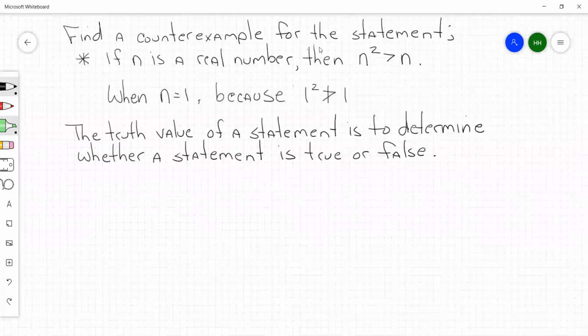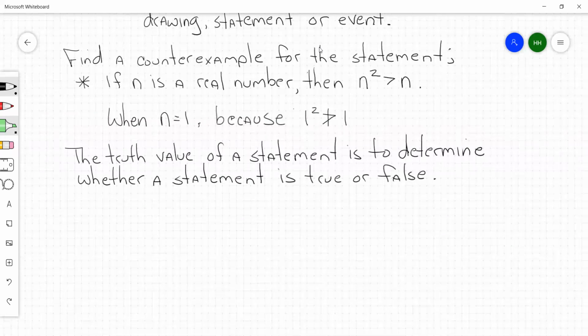So if we go back to this statement, if n is a real number, then n squared is greater than n. What's the truth value of that statement? Very good, it's false. And if you're asked to list a counterexample, your counterexample will just be this right here. There's your counterexample. This is your truth value. The counterexample is just an example to support a false truth value. Everybody okay with that? All right.